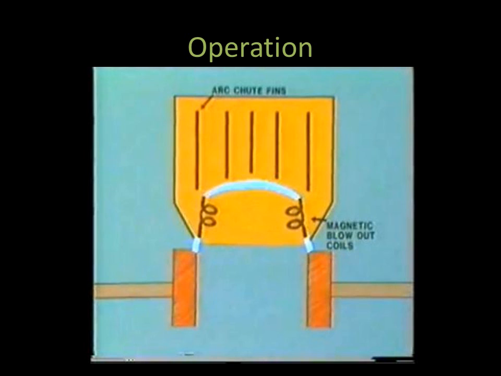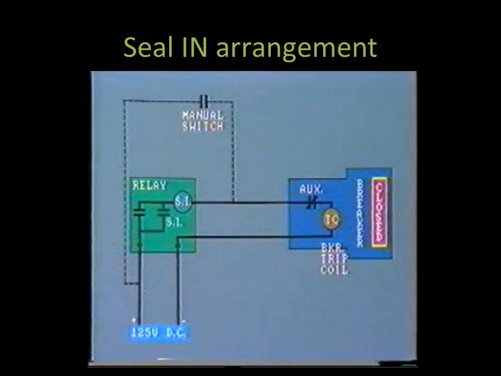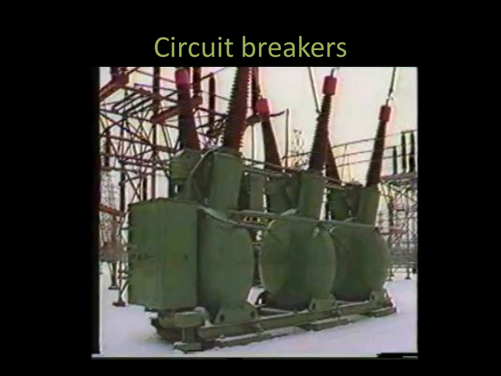This is how an arc breaks circuit, and this is the redundancy technique in order to increase the reliability of the system. And this is the seal-in arrangement, which includes the manual switch, the auxiliary switch, and the backup trip coil. Let's talk about the circuit breakers now.